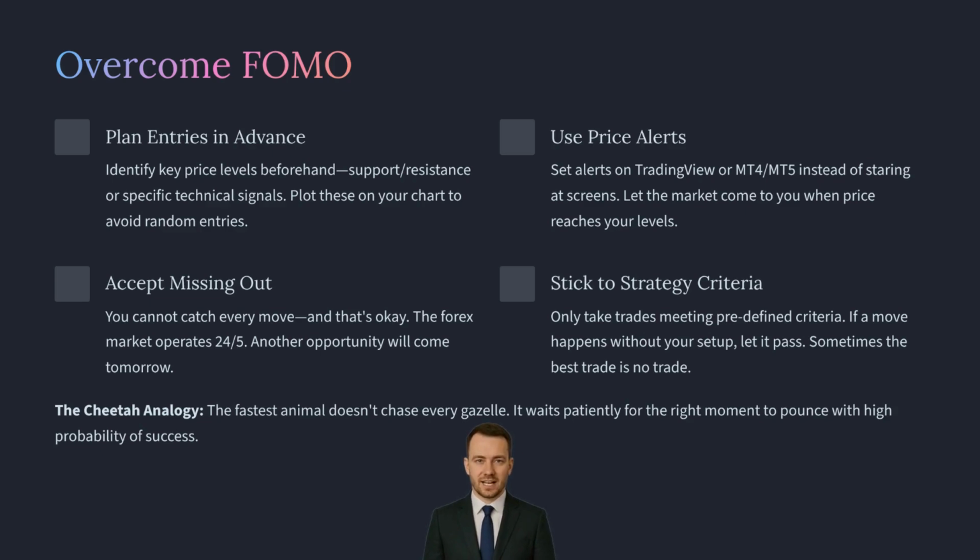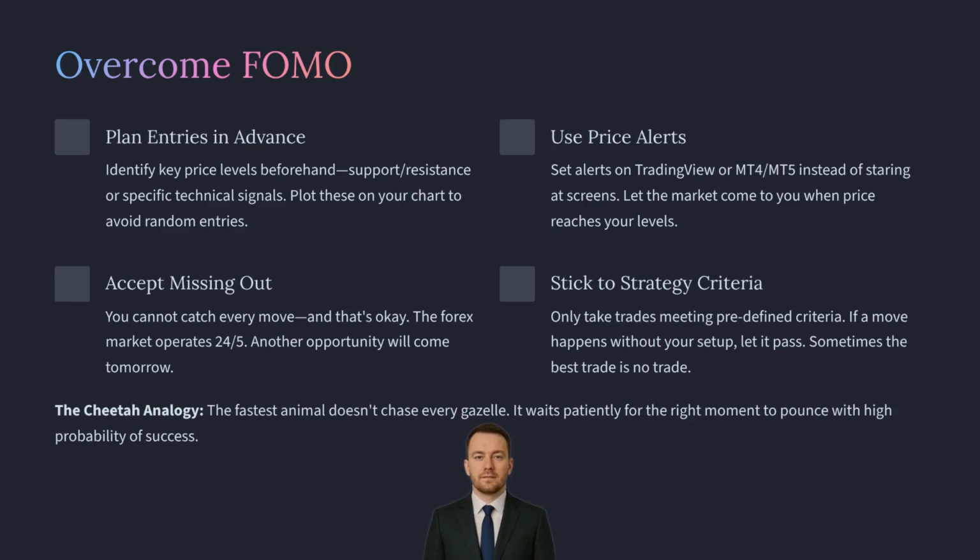Plan entries in advance. The best antidote to FOMO is having a plan, tying back to mistake number 1. Identify key price levels beforehand where you would enter a trade, for example, at a support or resistance level, or on a specific technical signal. By plotting these levels on your chart, you'll be less tempted to jump in at random. You'll act when your conditions are met, not just because the market is moving fast.